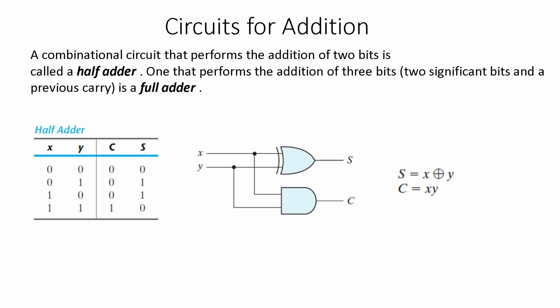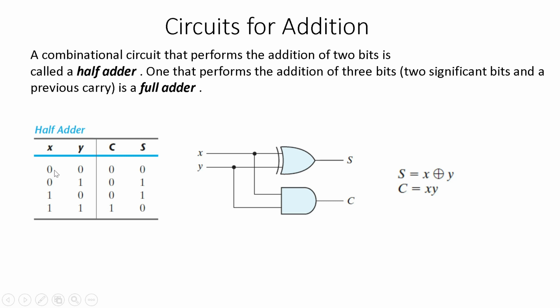Now we have circuits for addition. This is also under combinational circuits. This is a combinational circuit that performs the addition of 2 bits. We call it half adder. One that performs addition of 3 bits, 2 significant bits and the previous carry, is called a full adder. So this one is the half adder. It has 2 bits input, then we have the carry for letter C and the sum for letter S.